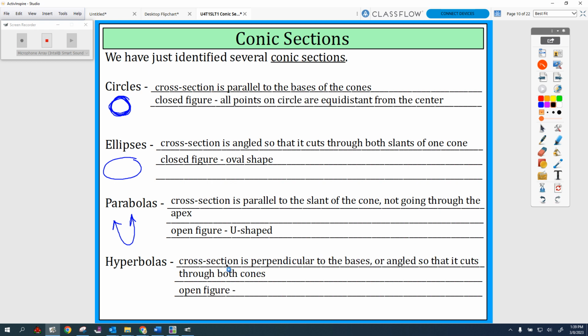Finally, we have the hyperbolas. That's when the cross section is perpendicular to the bases or angled so that it cuts through both cones. And remember, hyperbolas have this mirroring effect of the parabolas. Not exactly like that, but you kind of get the gist here. It is an open figure because it has no beginning and end. I have arrows on either side. So please make sure you get these written into your notes on page 2. You can pause this video if you need to.